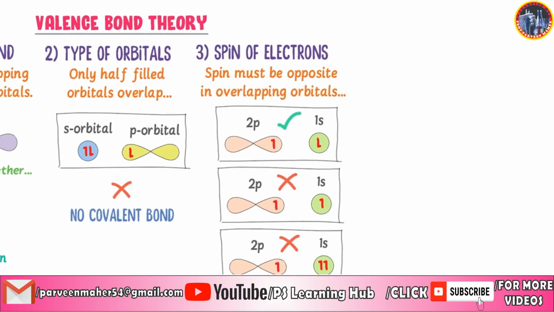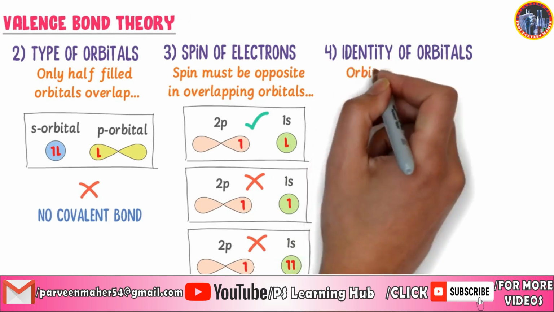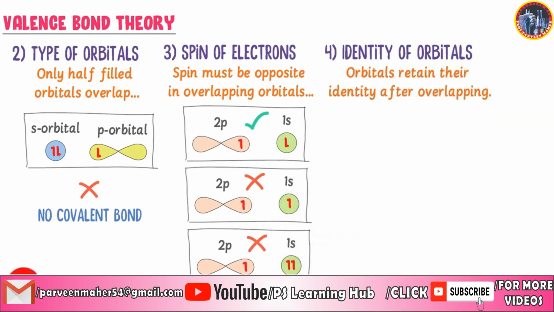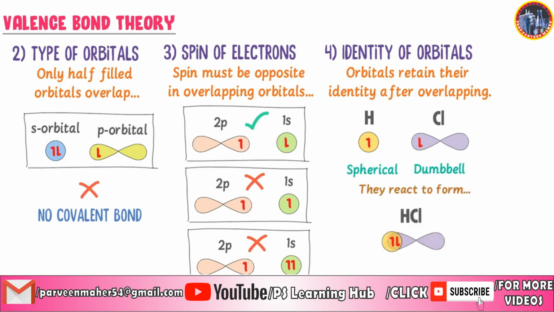The fourth point of VBT is the identity of orbitals. It teaches that orbitals retain their original identity after overlapping. For example, consider the s orbital of hydrogen and p orbital of chlorine. The shape of s orbital is spherical and that of p orbital is dumbbell. When hydrogen atom and chlorine atom react to form HCl, still the atomic orbital of hydrogen is spherical and that of p orbital is dumbbell. It means that they both have retained their original shape or original identity.